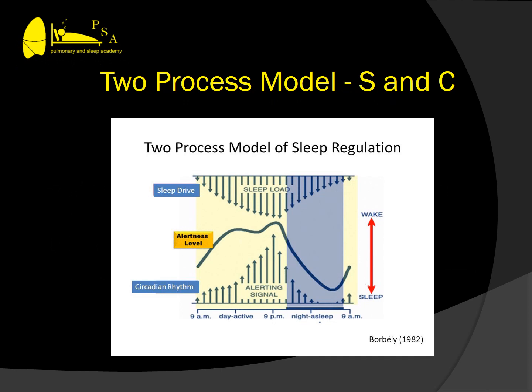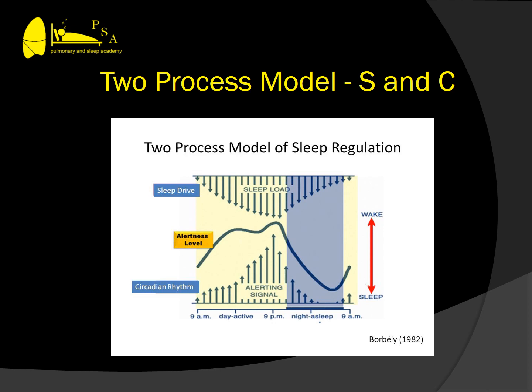So process S is basically going to, in addition to process C, generate what we know as a two-process model. And some of the visuals for this are similar to this one by Borbely, where we basically will be looking at the two processes opposing each other.